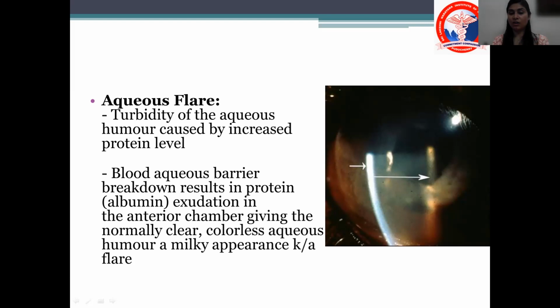So this is all about the uvea, choroid and ciliary body.